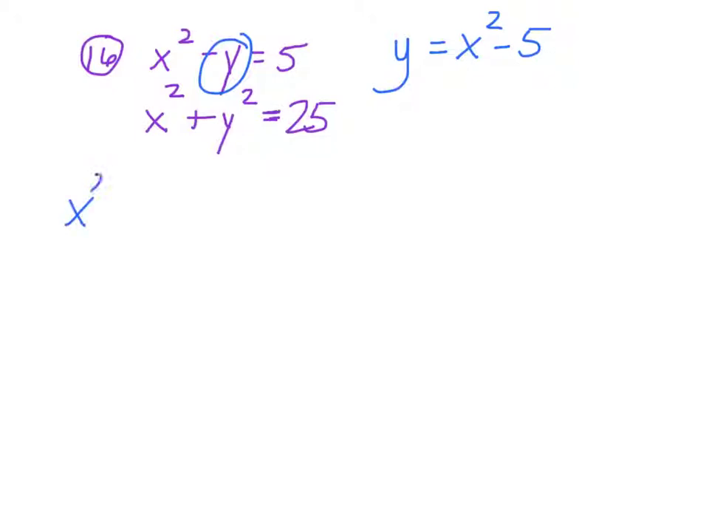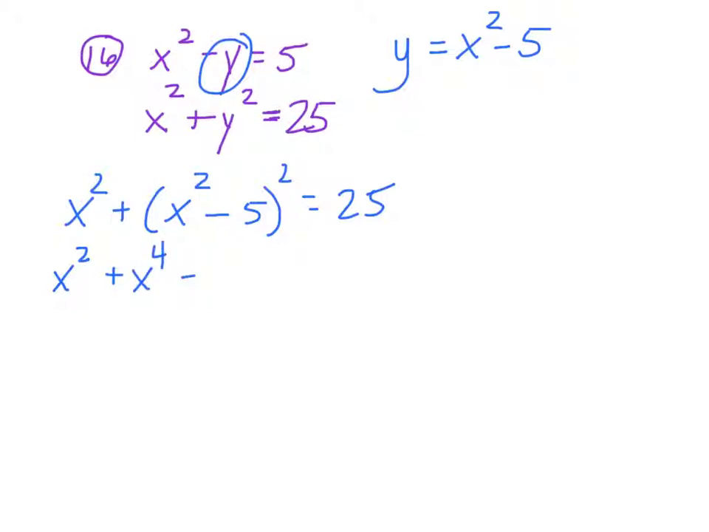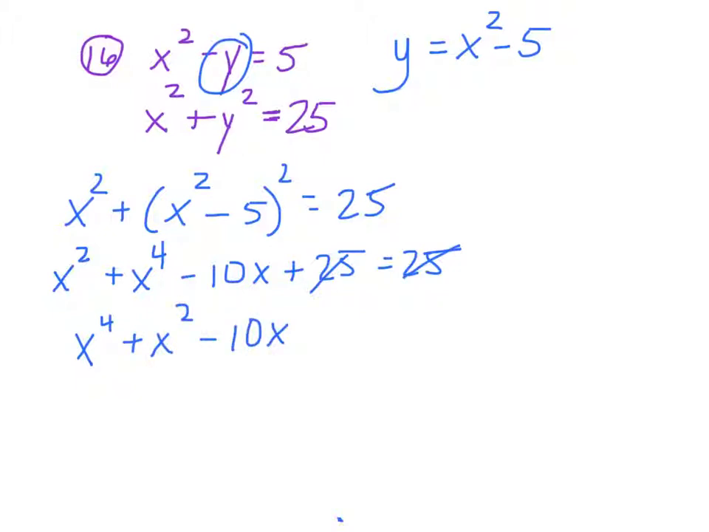yourself. So x squared plus, and we're plugging in for y, the y squared minus 5. And we've got to square it. So x squared, x to the 4th, x squared plus x to the 4th minus 10x plus 25 equals 25. So our 25s are going to cancel. So x to the 4th plus x squared minus 10x equals 0. So actually this one's a little bit different.